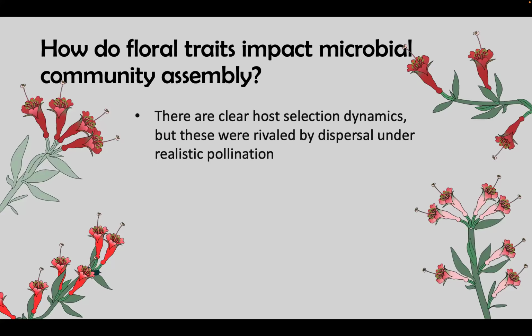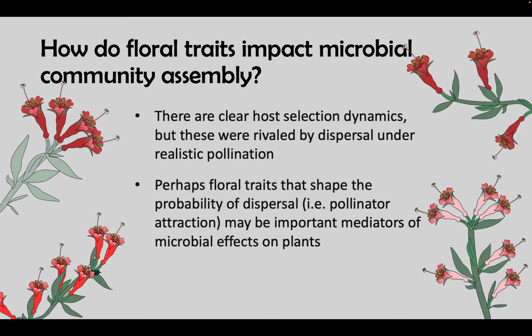So I think even though we found clear host selection there, it was rivaled by dispersal, and perhaps floral traits that shape whether or not a bee lands on you, or a hummingbird in this case, may be more important. If you're a really attractive flower, then you're sort of shaping your own dispersal, right? Dispersal wasn't random. It was deterministic. Some cultivars had more microbes than others, and that wasn't because they were better hosts, it was just because microbes were getting to them. So maybe dispersal isn't just a stochastic process with distance as the only predictable variable, but rather something about the plants is controlling whether or not pollinators come to them. That's not surprising, and that's a major force in shaping metacommunity assembly.